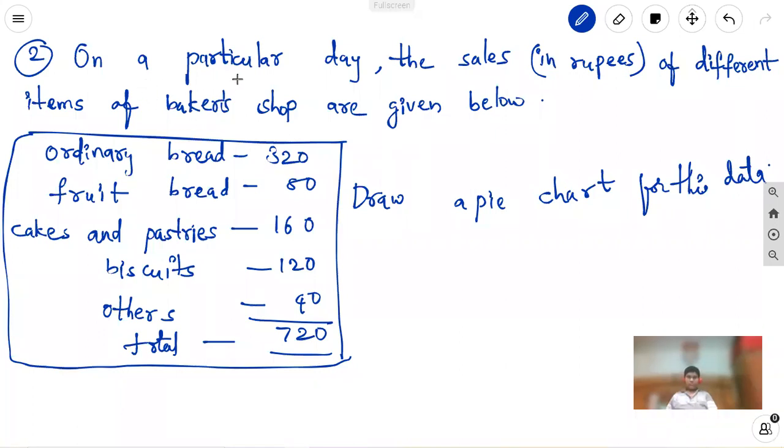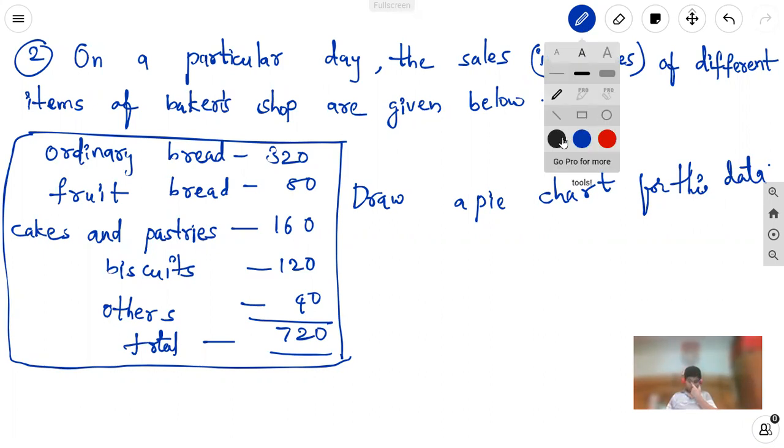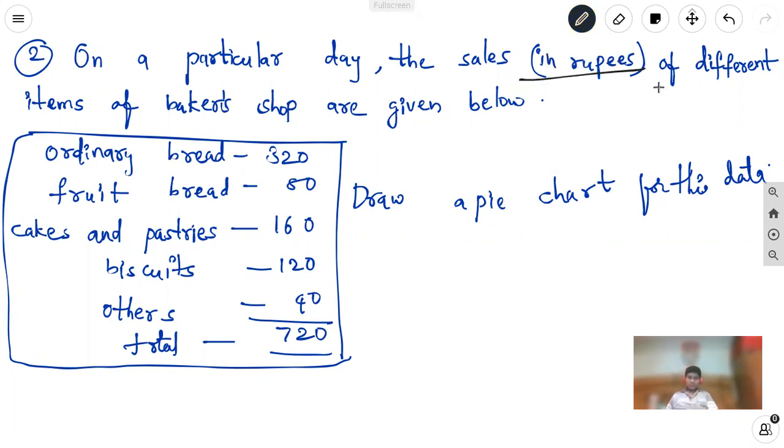Second problem: on a particular day, the sales in rupees of different items of a baker's shop are given below. The sales on different items: ordinary bread is 300 rupees, fruit bread 80 rupees, cakes and pastries 160 rupees, biscuits 120 rupees, others 40 rupees. The total sales in a day is 720 rupees. We can draw the pie chart for the data.